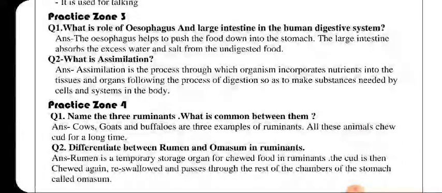Okay, so next comes practice zone 3. What is the role of esophagus and large intestine in the human digestive system? We know that the esophagus is a food pipe and it connects the mouth with the stomach. So it is the tube which carries the food from the mouth to the stomach, whereas the large intestine absorbs the excess water and salt present in the waste, undigested food. That is the large intestine.